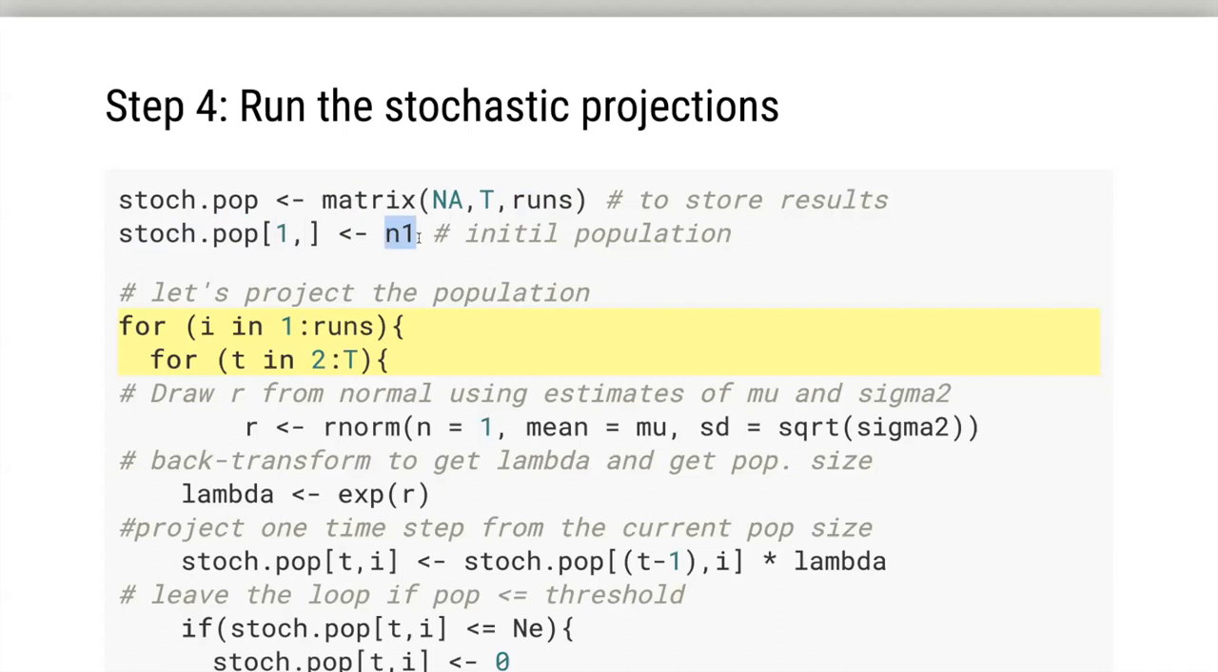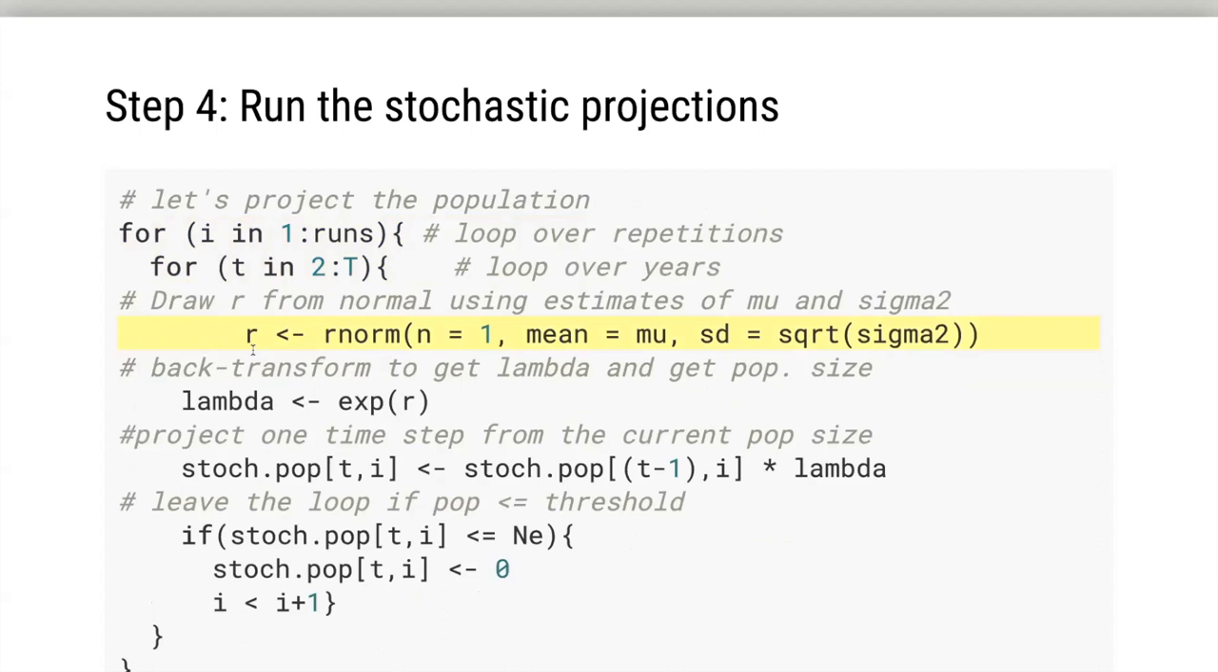And we're going to repeat the projection for each run and each year of the projection. For each run and each year, we're going to draw a rate of increase from a normal distribution with mean value mu, the mean rate of increase calculated on the data, and variance of this normal distribution equals the environmental variance calculated on the census data. We draw this value of r at time t. We back transform it using the exponential function to get lambda, and we calculate population size at the next time step by multiplying population size at time step t by lambda at time t.